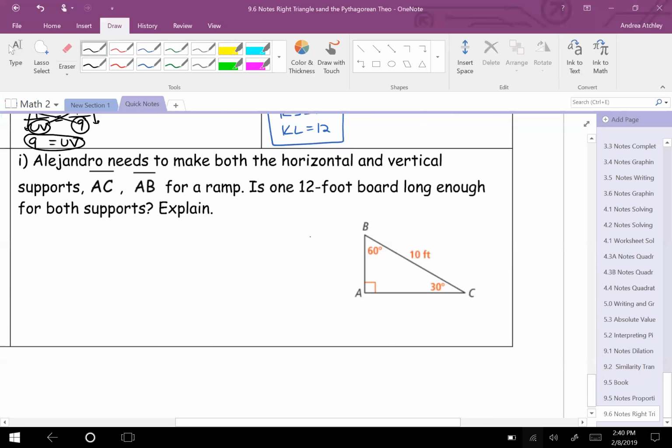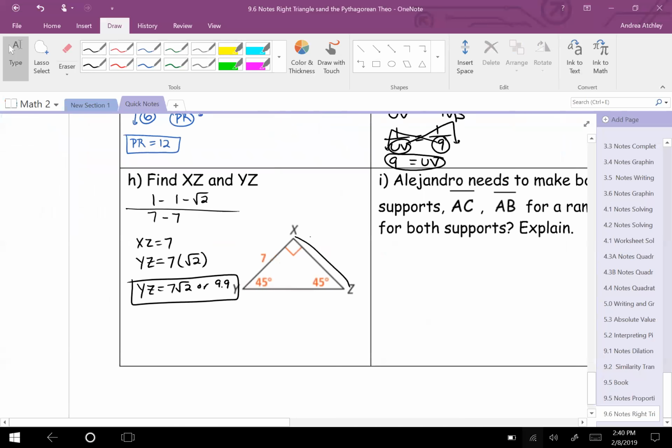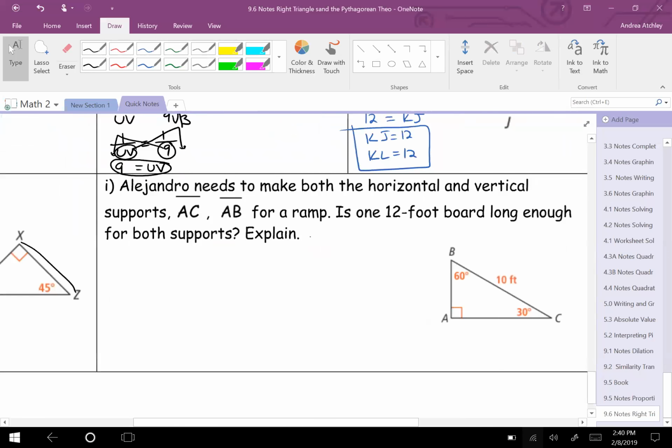Yes? I did have a question. So on H, would we have to keep it at 9.9, and would we be able to round it up to 10?